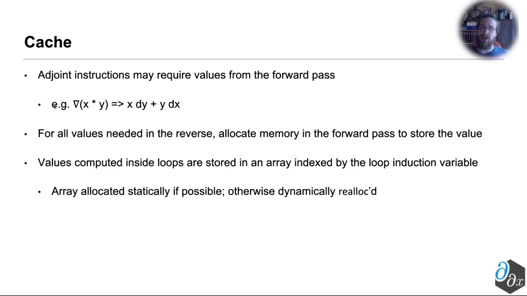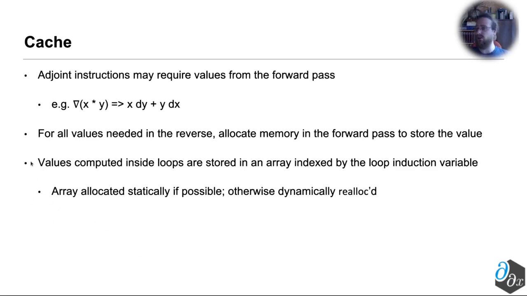Sometimes, calculating the adjoint will require forwarding values from the forward pass to the backward pass through the cache. As an example, if I take the gradient of the multiplication between two values, depending on which value I'm differentiating with regard to, I might actually need the concrete value of x that was used in the forward pass. So I will need to store that in the cache.